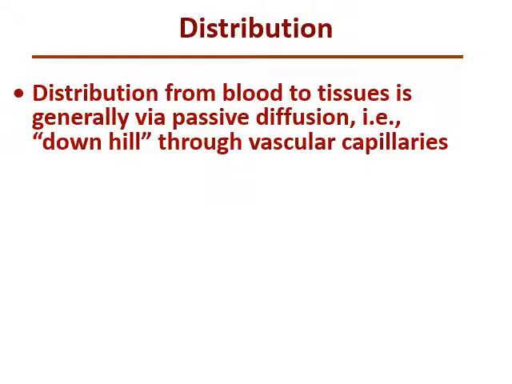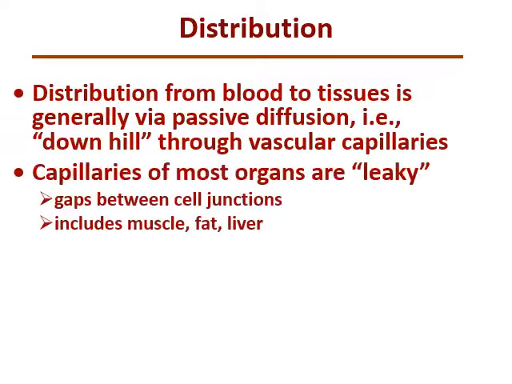Basically, distribution, as I say, is taking the drug from the blood to tissues. This is almost always a downhill process, which is generally not a problem because the concentration gradient is such that the drug is much higher in the blood than it is in the tissue, at least initially until you reach some kind of steady state. So that's generally the transport direction.